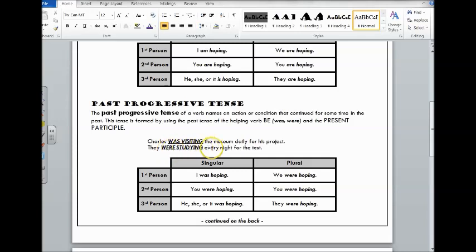This was being done. It is not currently being done. They were studying every night for the test. The test has now been taken, so they're no longer doing it. So it is past progressive. Okay, so it's very important that you focus on the helping verb here to help you, because if you just focus on the ing in the present participle form, you might get confused. It's past progressive tense.